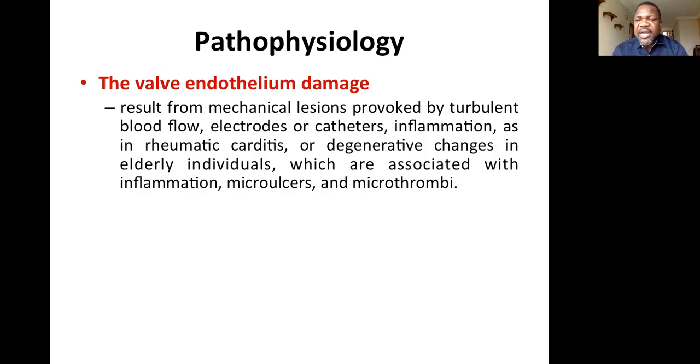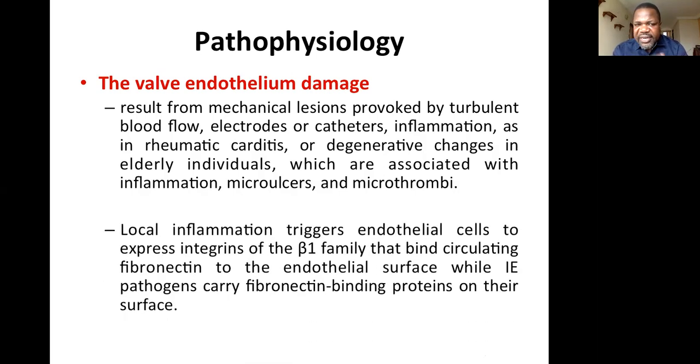So there should be some kind of valve endothelium damage, and this will lead to a local inflammation. The local inflammation will then trigger endothelial cells to express integrins. Those integrins belong to the beta-1 family, and they bind the circulating fibronectin to the endothelial surface. Now, pathogens that are able to cause infective endocarditis, like oral streptococci and enterococci, carry what we call the fibronectin binding proteins.